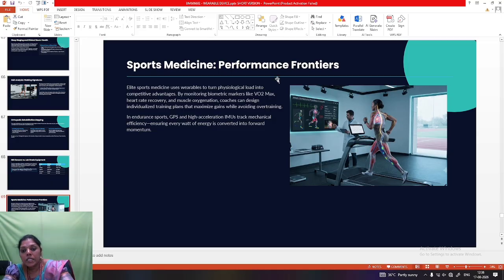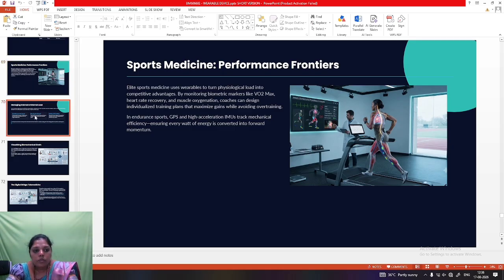Next, sports medicine and performance. We will discuss this in more detail. Importantly, elite sports medicine uses wearable suits to turn physiological load into competitive advantage. Heart rate recovery and muscle oxygen help coaches ensure that GPS and high accelerations are converted into forward momentum.